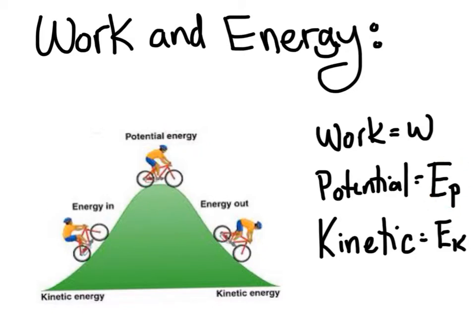These are sometimes the symbols. Work is almost always a W. Energy, sometimes it's E sub P and E sub K. And sometimes you will see something like U sub P or U sub K, and so U is the variable for energy, and then sometimes you'll just see potential energy or kinetic energy written out.